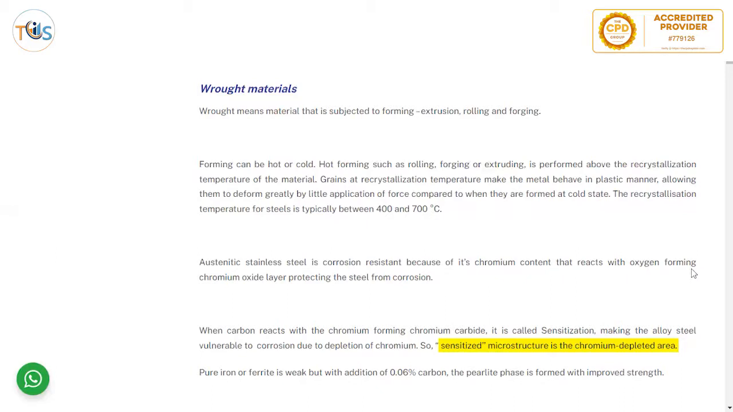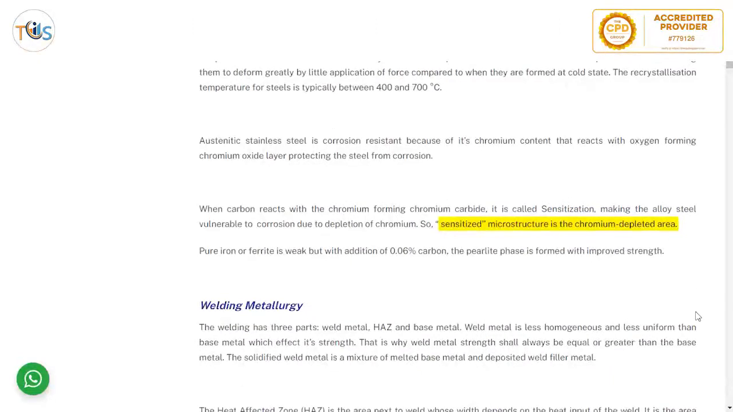Austenitic stainless steel is corrosion resistant because of its chromium content that reacts with oxygen, forming a chromium oxide layer protecting the steel from corrosion. When carbon reacts with chromium, forming chromium carbide, it is called sensitization, making the alloy steel vulnerable to corrosion due to depletion of chromium. So a sensitized microstructure is the chromium depleted area. Pure iron or ferrite is weak, but with addition of 0.06% carbon, the pearlite phase is formed with improved strength.